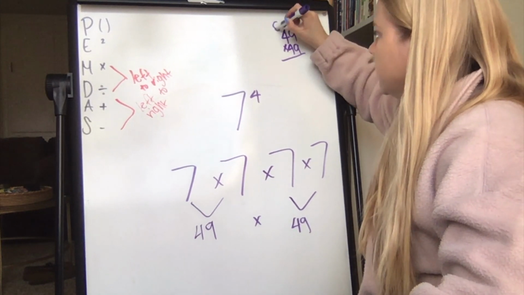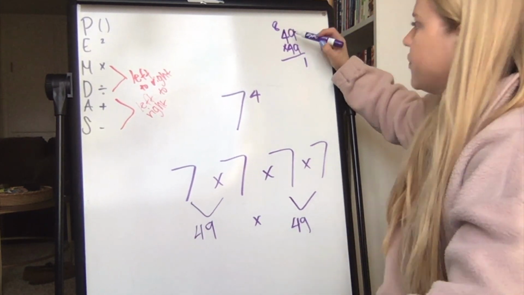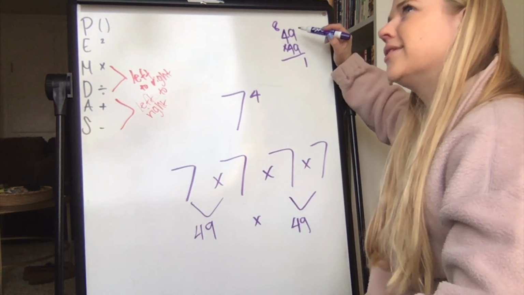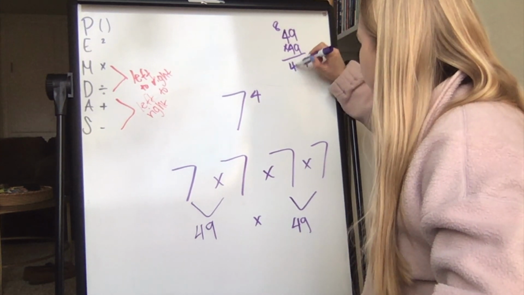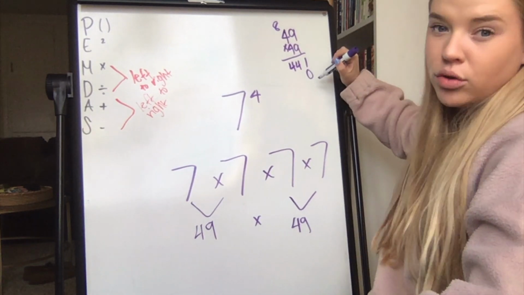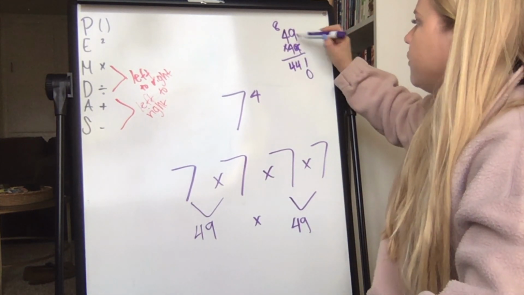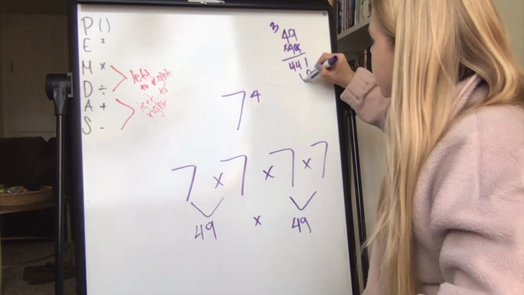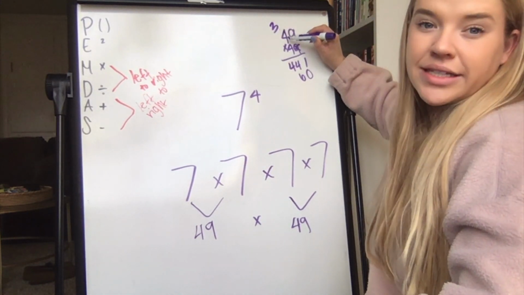9 times 9 is 81. 9 times 4 is 36, plus 8 is 44. Next line I add a 0. Now I'm multiplying with this 4. 4 times 9 is 36. 4 times 4 is 16.